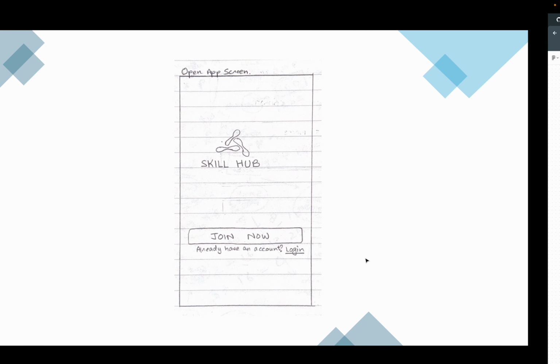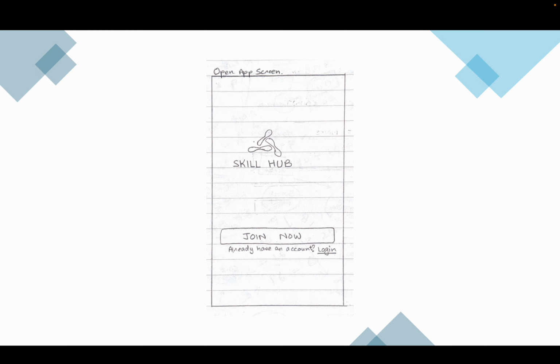Now, next, I will walk you through the UI design choices for the Skill Hub application, showcasing how each screen has been carefully crafted to enhance user experience and functionality. Starting with the open app screen, there is a prominent join now button for new users and a login link for returning users. The simplicity of the screen ensures users can easily identify the next step, whether it's creating an account or logging in.